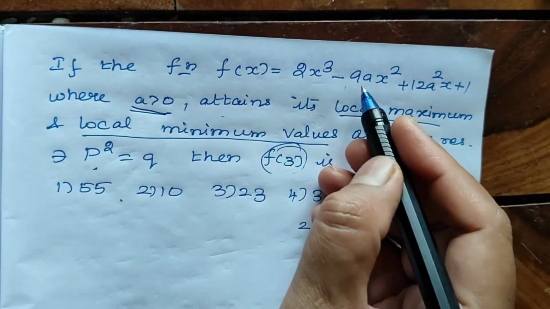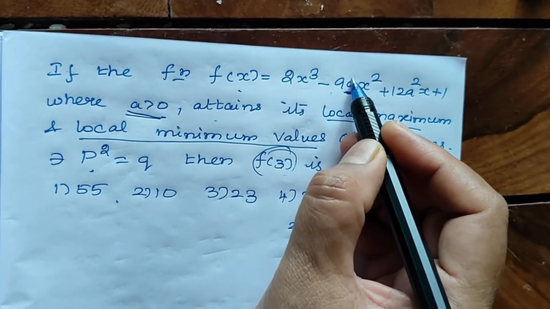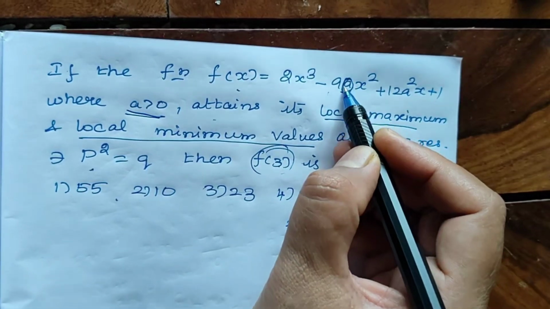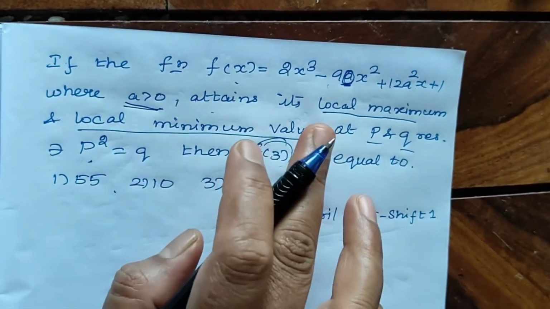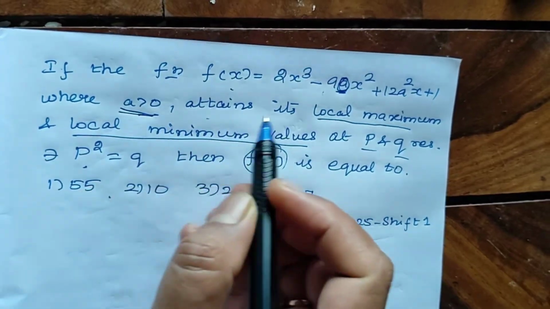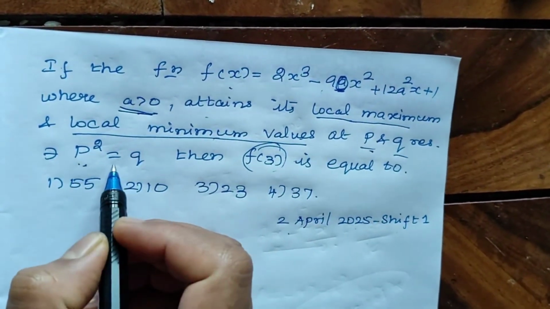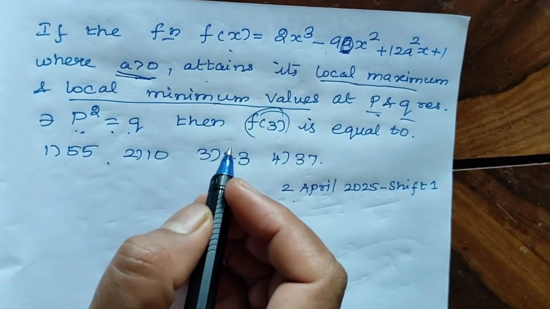But in f of x we have a. So first we have to find the value of a. So for that, what are the conditions given? a greater than 0, local maximum and local minimum at p and q, and p square equal to q. So three conditions are given to find it.